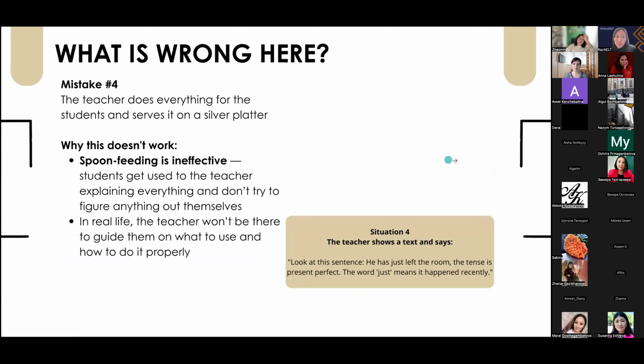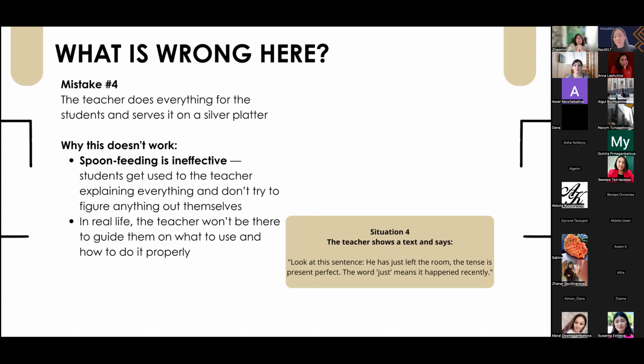And moving on to situation number four: the teacher does everything for the students and serves it on a silver platter. Basically, it's called spoon feeding. There is such a term in CELTA, in English language and methodology. The teacher just shows, like, yeah, this. The students are like, okay. No thought process is happening in the student's brain. Students get used to the teacher explaining everything and they don't even try to figure anything out themselves.